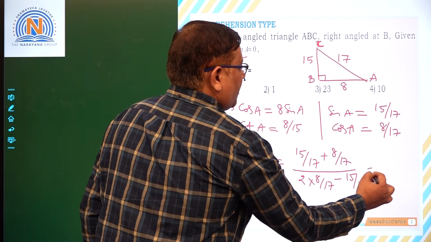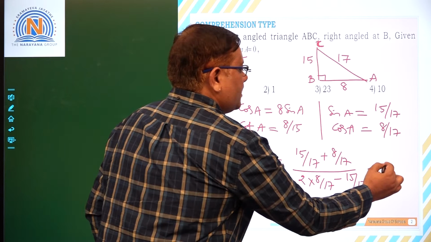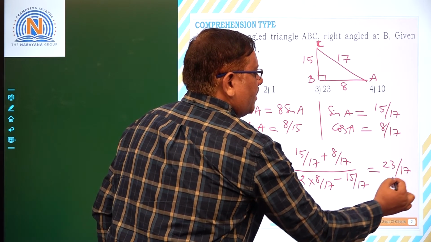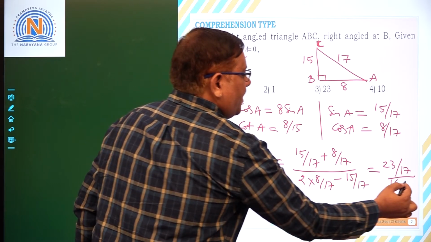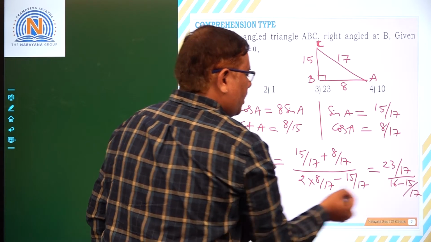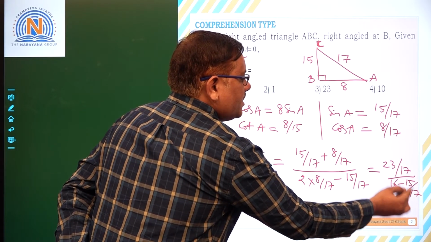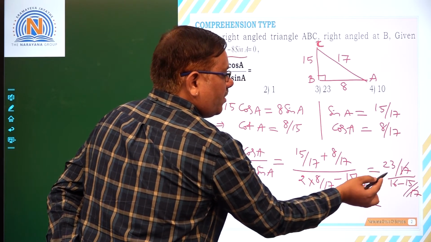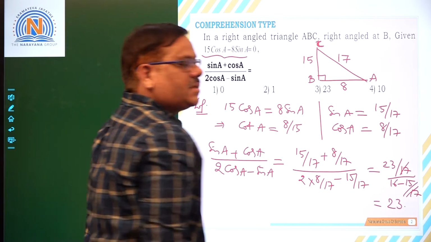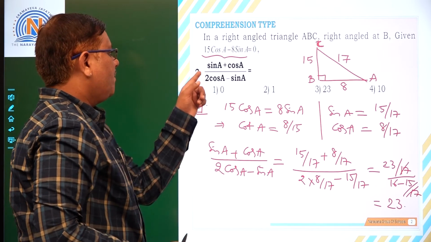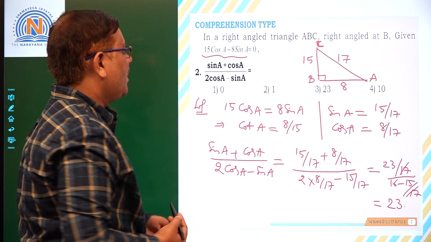That is to be simplified further. Both are like fractions, add up the numerators. 15 plus 8, that is 23 by 17 upon, here 2 8s are 16 minus 15 upon 17, because both here also we have like fractions. So here 17 cancels. Finally we are going to have the resultant as 23 upon 1, that is simply 23. So the value of (sin A plus cos A) by (2 cos A minus sin A) is 23.